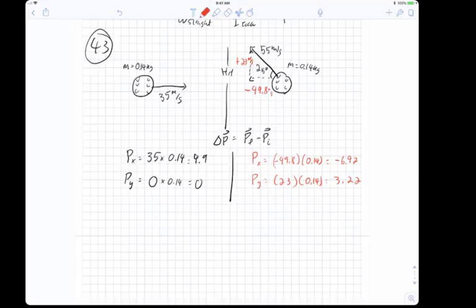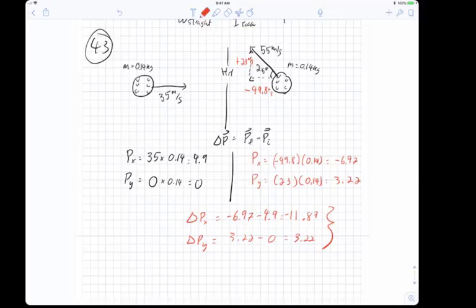So now the change in the momentum in the x direction is going to be the final minus the initial. So it's minus 11.87, and delta P in the y direction is 3.22 minus 0. So this is the impulse vector. Okay, so now that was 43. Next, 59.